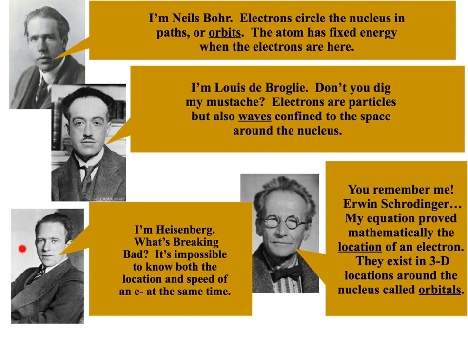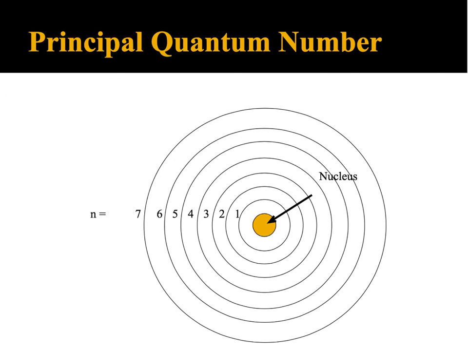Here's Werner Heisenberg. He says we can't know both the location and the speed of an electron at the same time. It's called the Heisenberg uncertainty principle. You can know the speed, you can know the location, you can't know both at once. And here's good old Erwin, and he mathematically proved the location of an electron in a 3D region outside of the nucleus that we call orbitals, and we're going to talk a lot about that in just a minute.